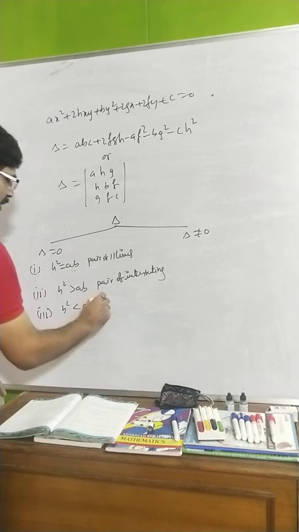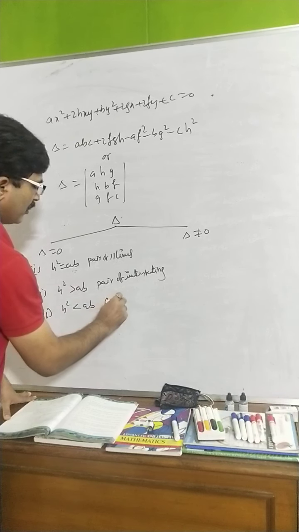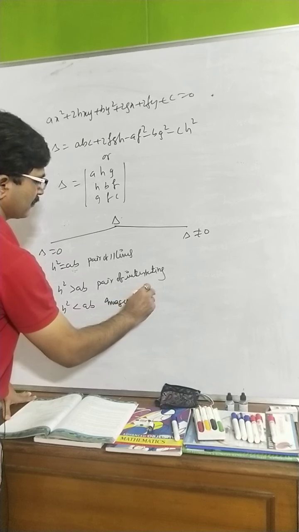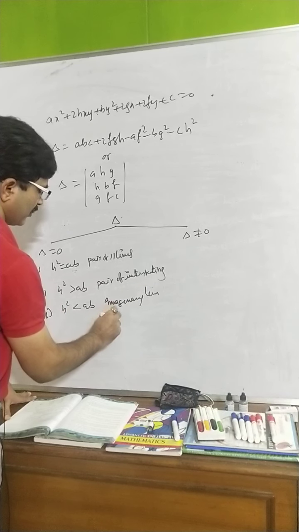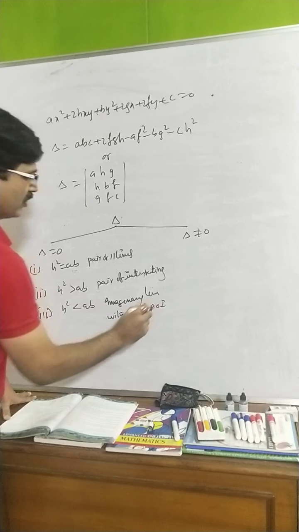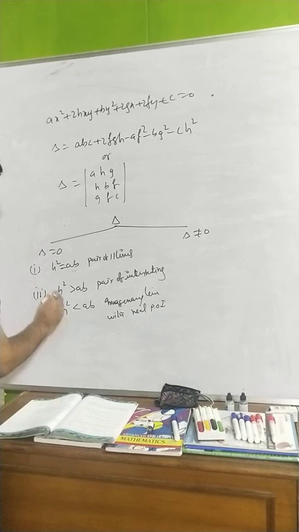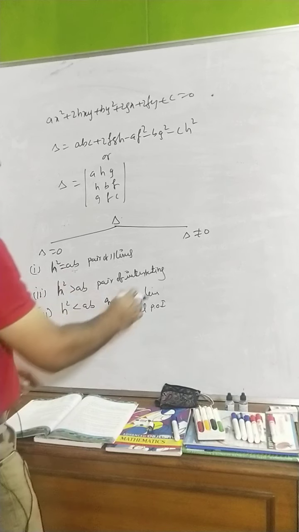This is what? Imaginary lines with a real point of contact, a real point of intersection. You can say like this. This is h square, remember, like this.